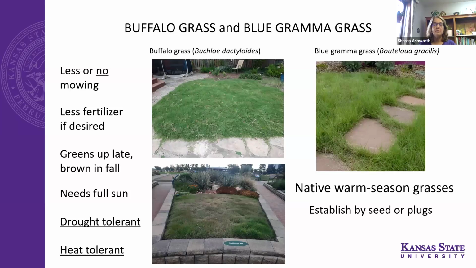Another option, particularly for central western Kansas and other drier parts of the country, is buffalo grass and blue grama grass. These are native warm season grasses. You establish them in some cases by seed as well as plugs. With the buffalo grass particularly, you don't have to mow at all if you don't want to. Much less fertilizer. You can throw some fertilizer on if desired. Both are warm season grasses, which means they're brown in the fall and they green up late.